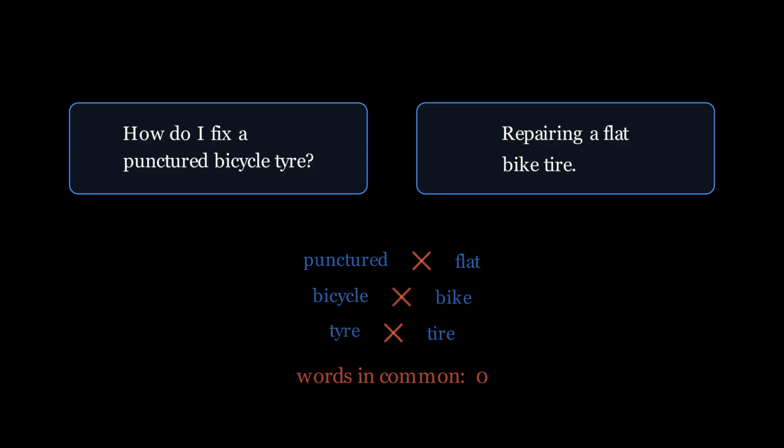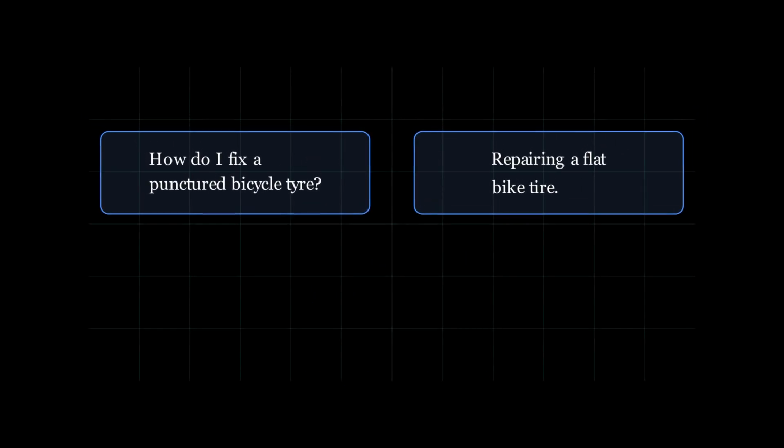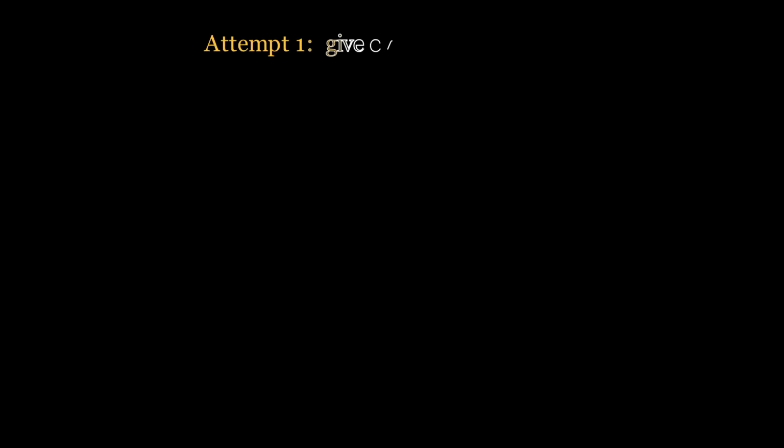And yet every search engine, every chatbot, every retrieval system finds one from the other in milliseconds. There's a single idea that makes that possible, and it's one of the most quietly beautiful ideas in machine learning: turn meaning into geometry. Let's try the obvious thing first.